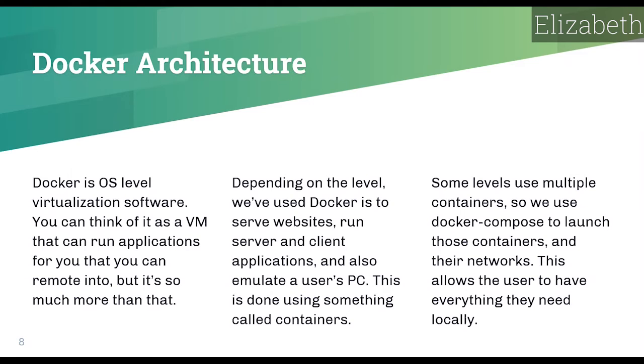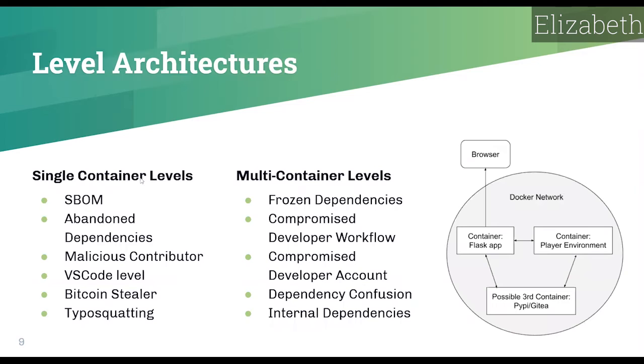When levels use multiple containers, we use Docker Compose to launch them and Docker networks to allow them to communicate with each other. Here, we have a list of levels which used single containers and which used multiple containers in a network. Notably, a few levels did not use networks, those being internal dependencies, which used links instead, and confused dependencies, which had no network or links.